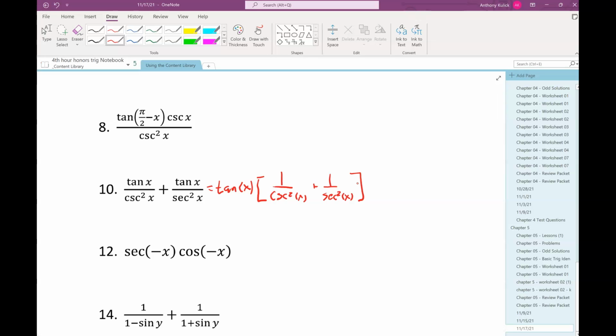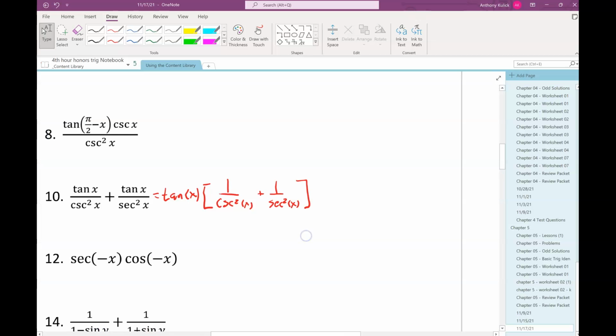And now I notice, hey, I have things that are like 1 overs. Feels like a reciprocal identity would be a good thing to use here. Get rid of the fractions. So 1 over cosecant is sine. So 1 over cosecant squared is sine squared. Similarly, 1 over secant is cosine. So 1 over secant squared is cosine squared.